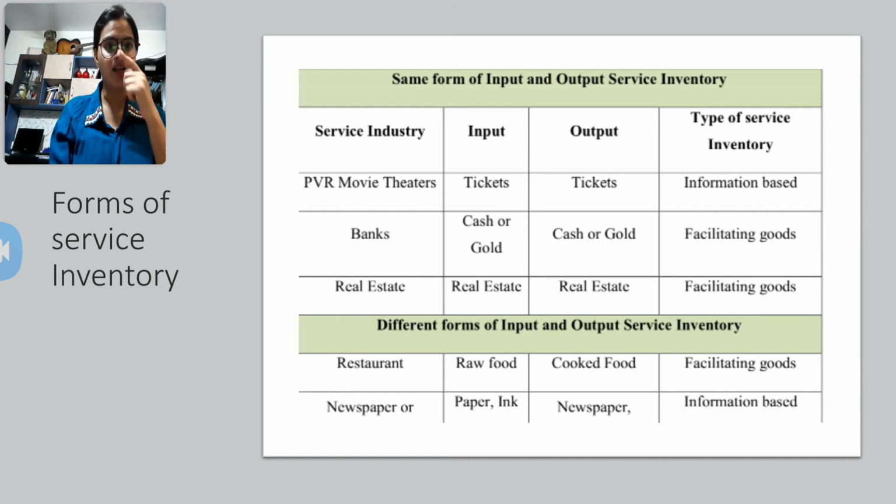All right. The other example is real estate, as you can see in the slides. The input is real estate, output is real estate, and the type of service inventory is facilitating goods. All right. So there are different forms of input and output of the service inventory as well. So when you go to a restaurant, here the input and output don't remain the same. The input is the raw food and output will be the cooked food. All right. For a newspaper, ink and paper will be the input and output will be the newspaper. So the type of service inventory, in case of restaurant, will be facilitating goods. In case of newspaper, it will be information based.